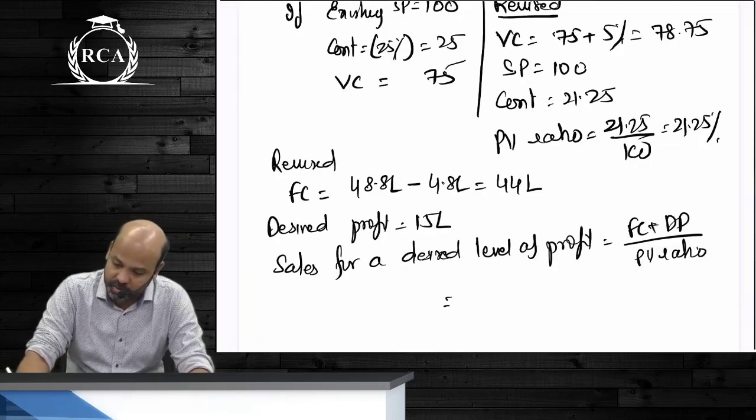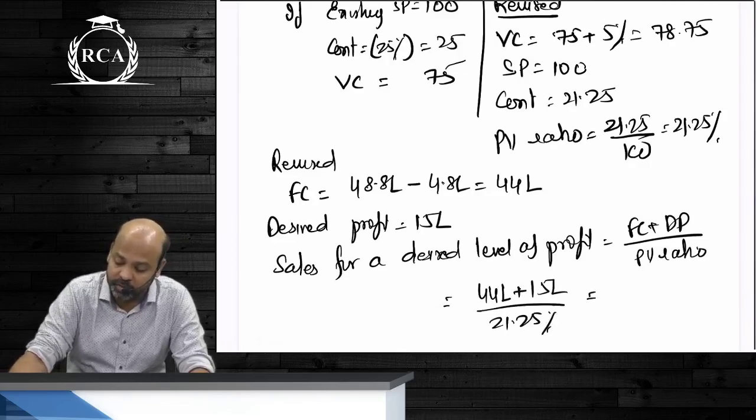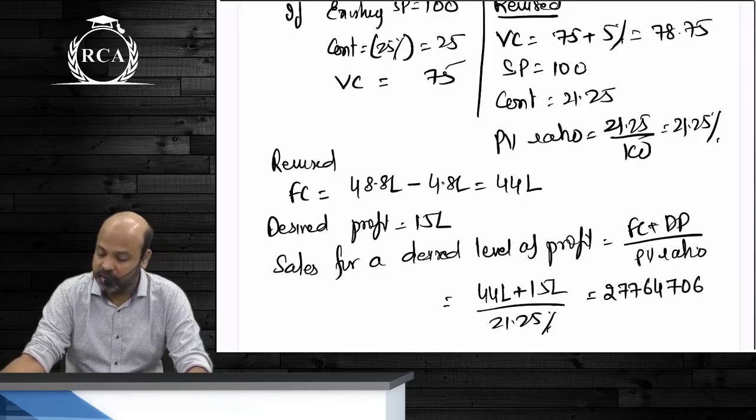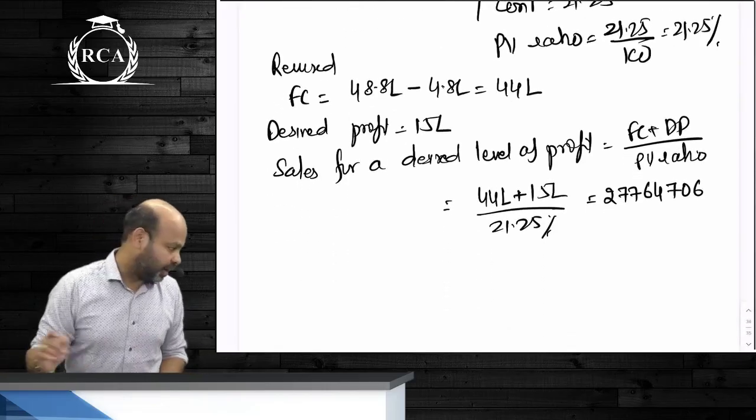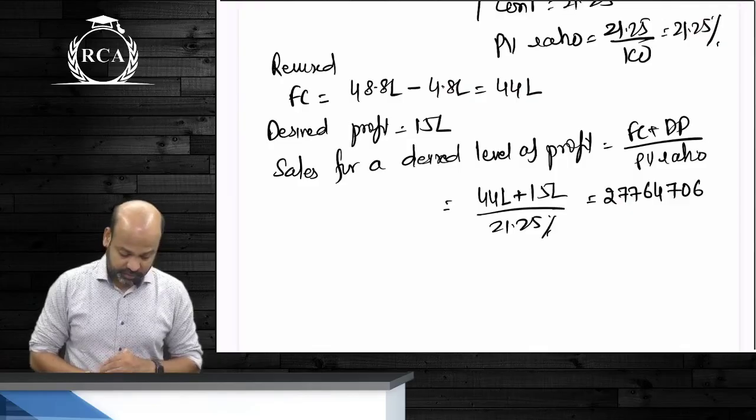44 lakhs guys plus 15 lakhs divided by 21.25%. Now, this will be the amount of sales value guys that will be needed in order to make a profit of 15 lakh rupees.